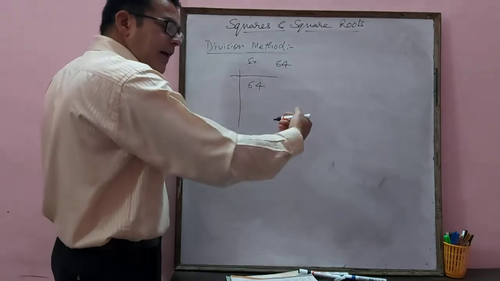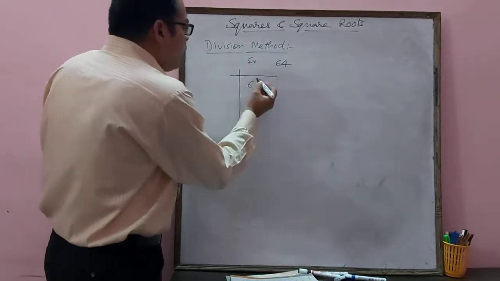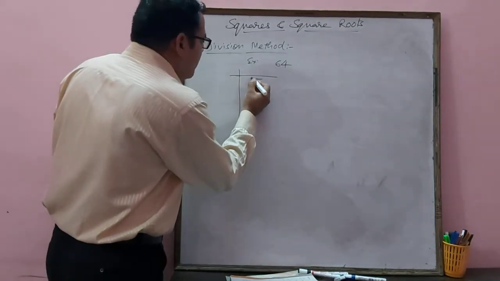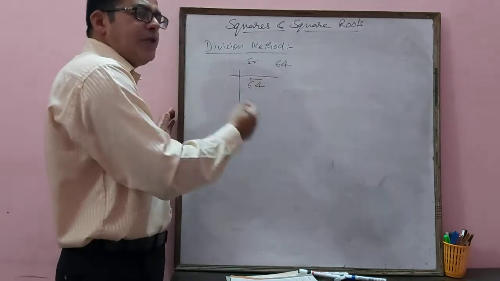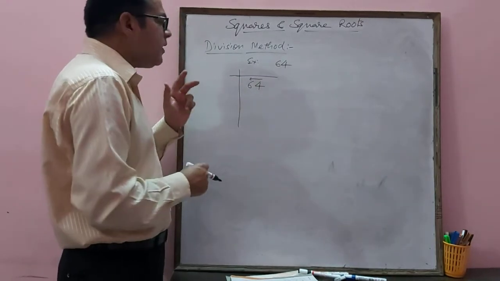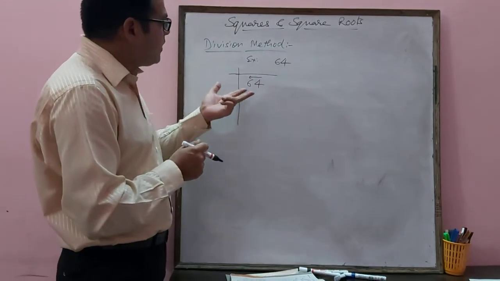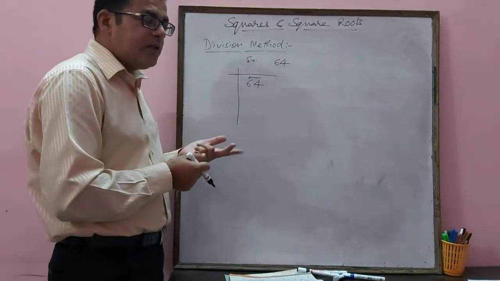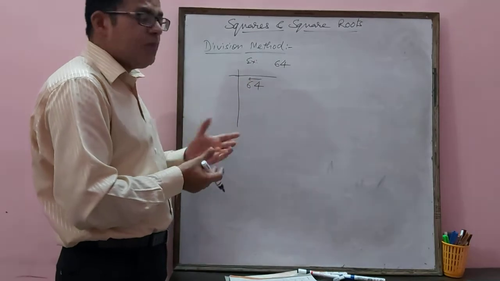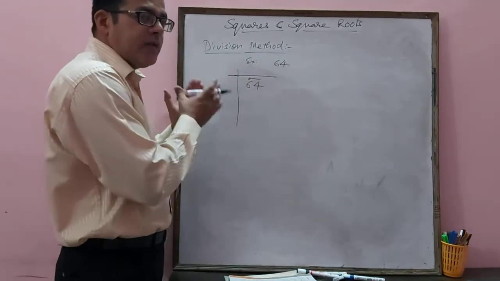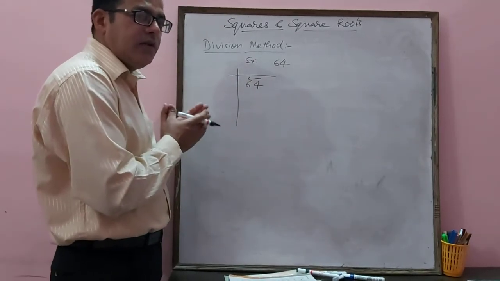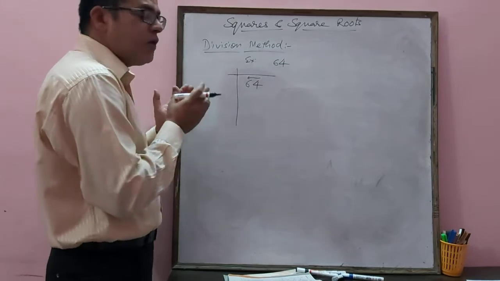This is my right hand, this is my left hand. We have to make groups from right to left. A group means a pair of two numbers. Since 64 has only two digits, it is only a single pair here. Now what to do?